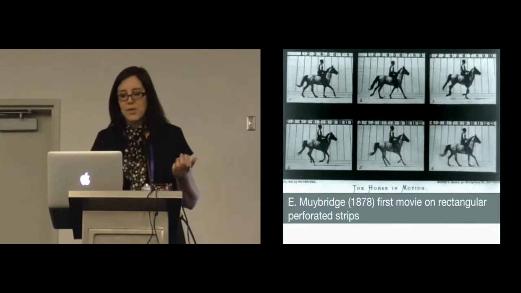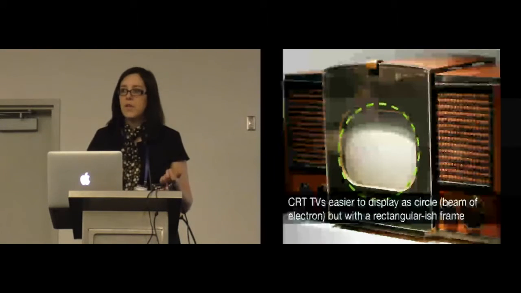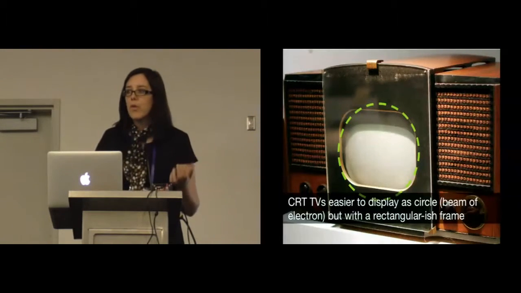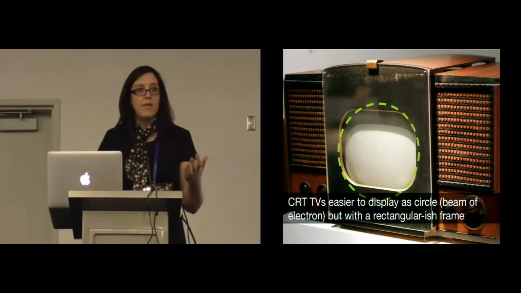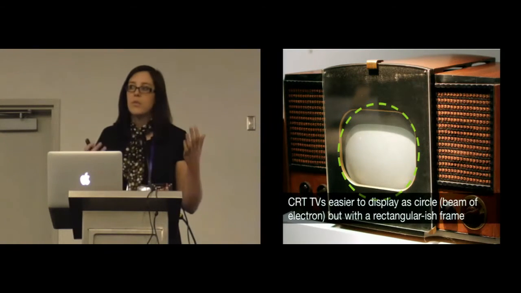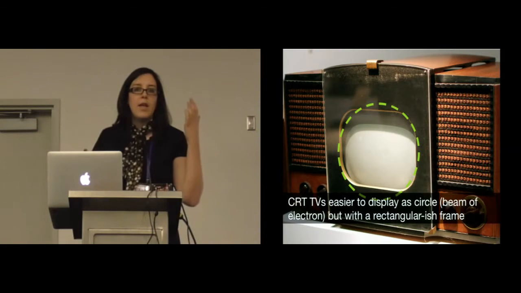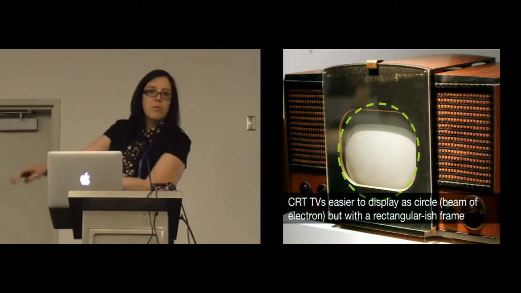It's actually quite funny because the first TVs were rectangular, although they were based on a technology that would have been easier to display in a circle. It was based on the cathode ray tube, which shoots an electron beam, so it would actually be better to shoot in a circle.